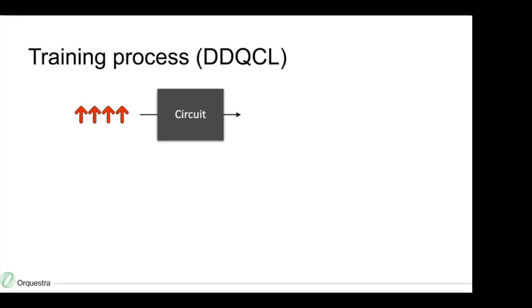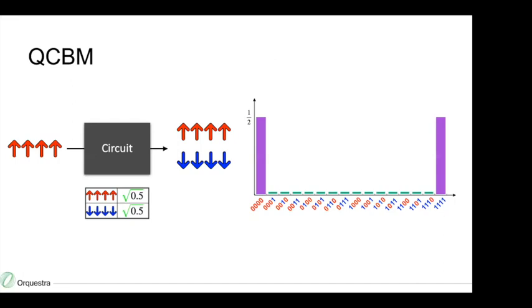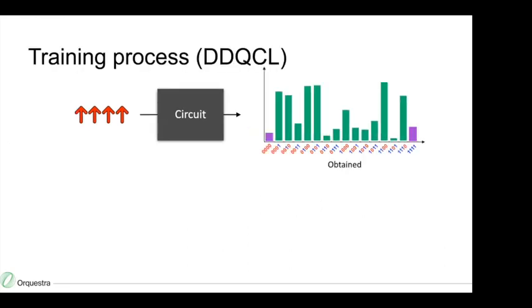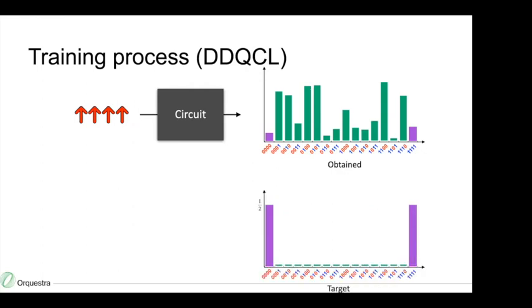So here's how I train it. Let's say that I want to find the circuit that gives me a superposition of up, up, up, up, and down, down, down, down. Well, I start with some circuit that gives me something, right? It's not what I wanted, but it's something. And I compare it with the one that I want. So this is pure machine learning logic, right? I compare it with what I want, which is the target. I compare it in some way. I'll show you how to compare it.